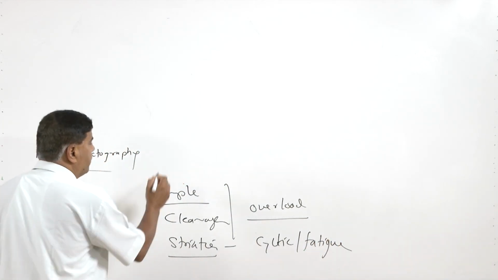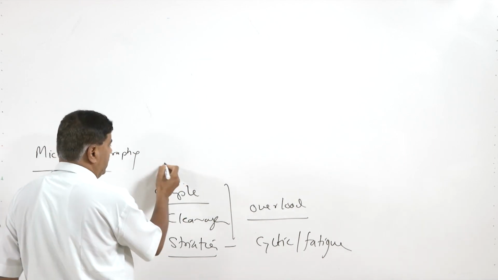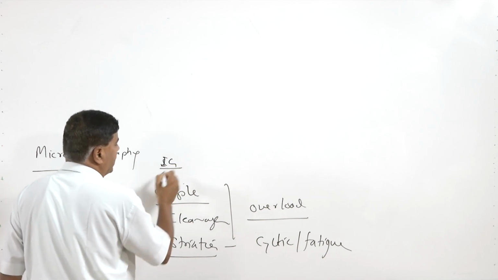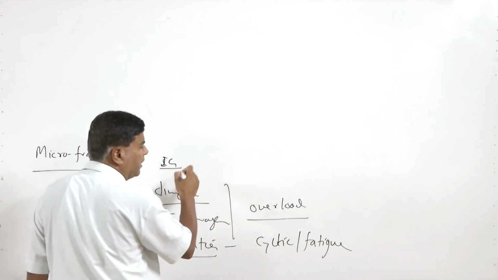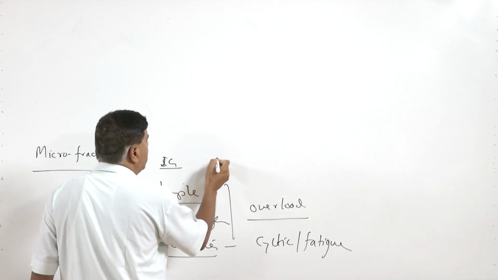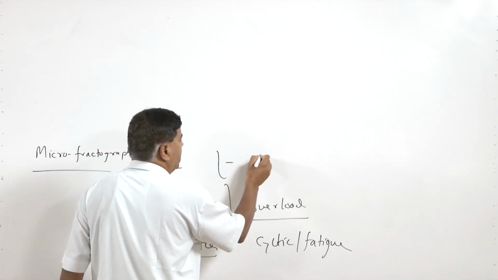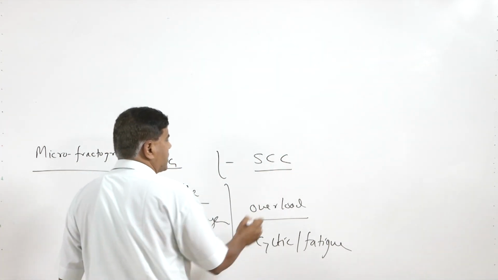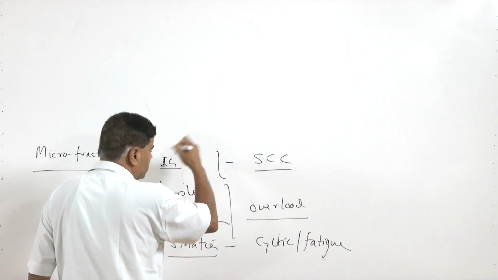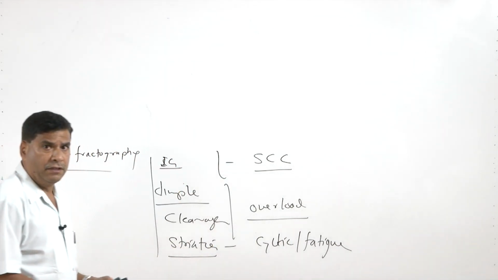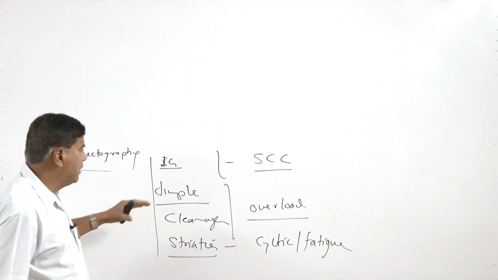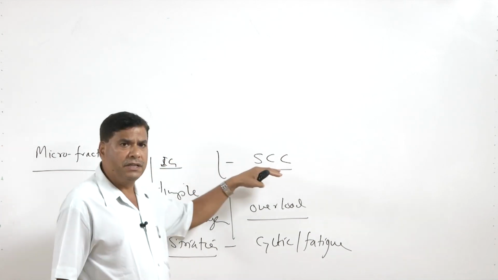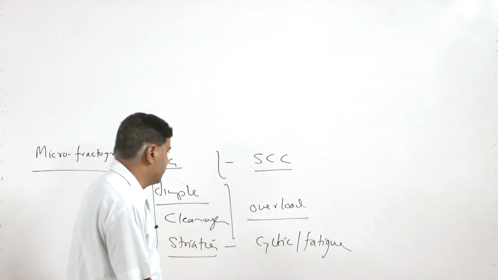Similarly, the presence of intergranular fracture, where the grain boundaries have been eaten out by the corrosion, indicates stress corrosion cracking. These are basically the features which will indicate the type of load under which failure has taken place, or the conditions in which fracture has taken place.